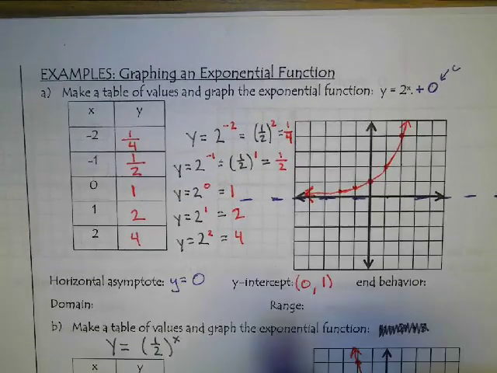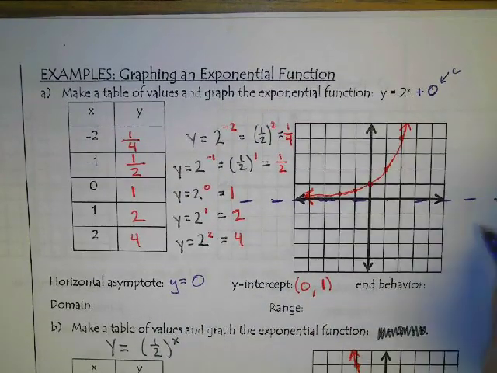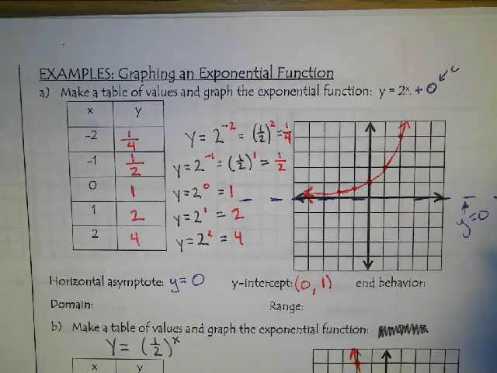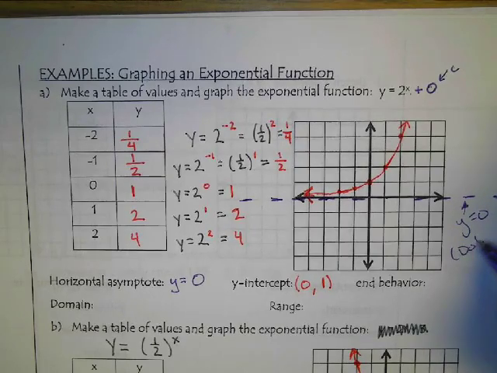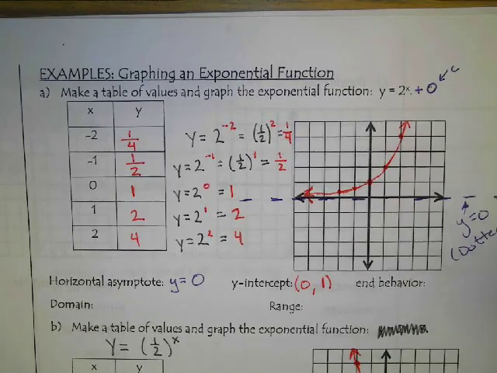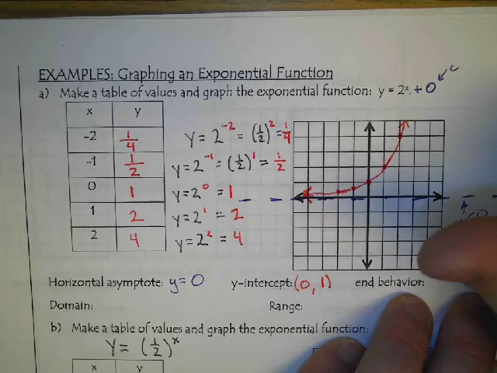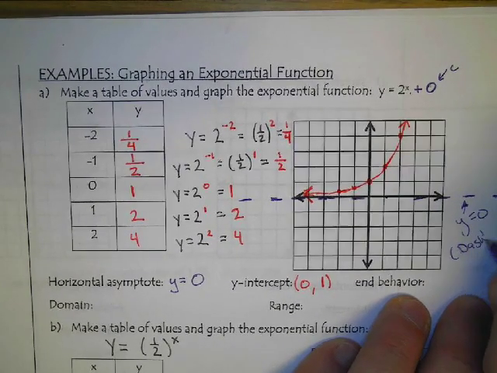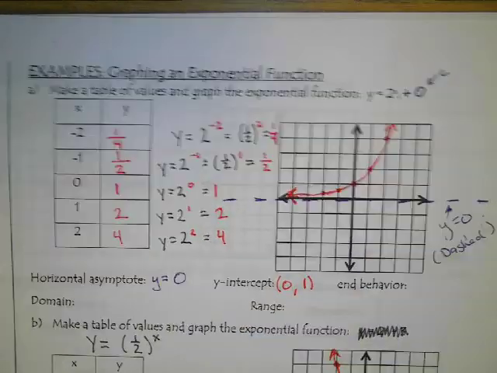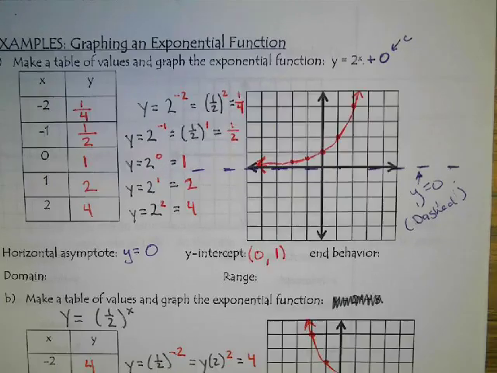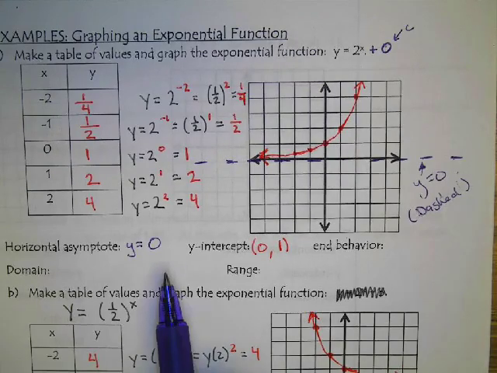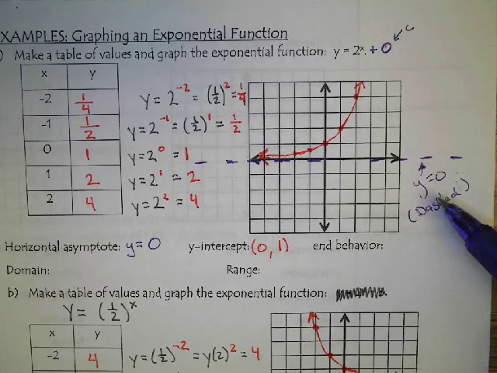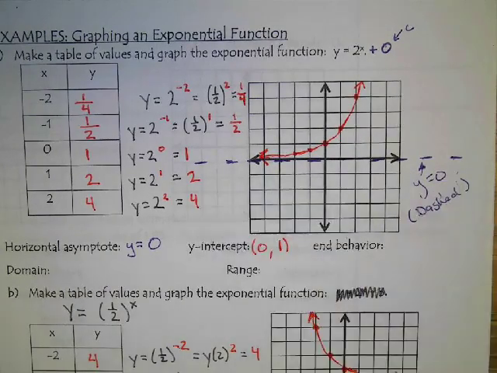So we'll graph that imaginary line at y equals zero. This is the line y equals zero right there. And we want to make sure it's dotted, or dashed, I should say. So the horizontal asymptote is at y equals zero. That's this horizontal line, and it's always going to be dashed.